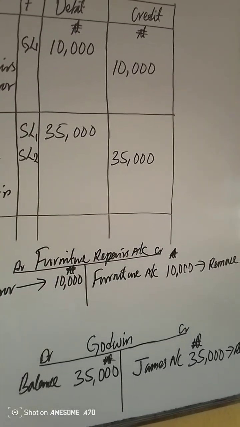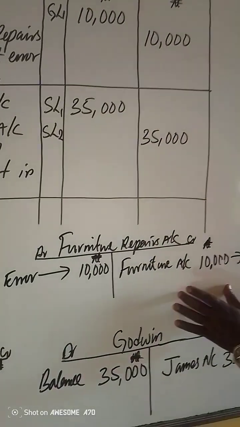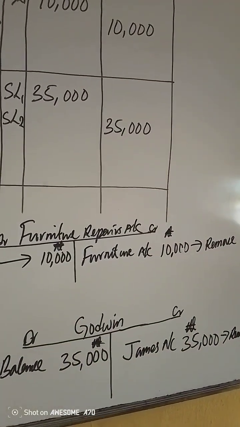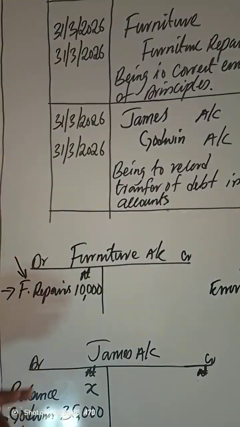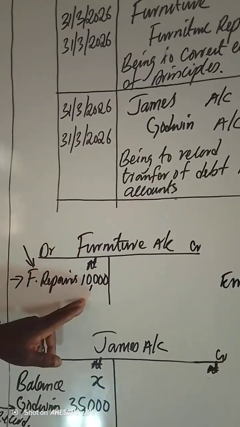So as you are trying to prepare the new account, which is called the adjusted trial balance, furniture repair will not be found in the trial balance, and that error has been corrected. In this case, you take the 10,000 and record it in the correct side, which is where it's supposed to be, the furniture account, and furniture will be debited.